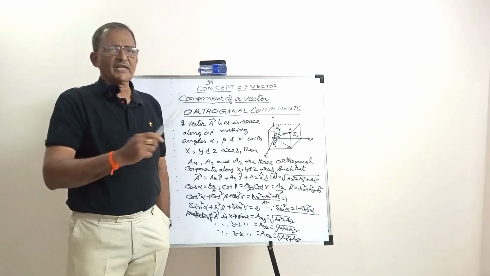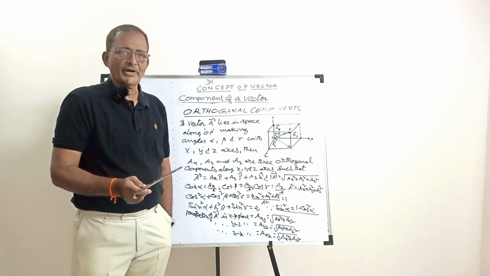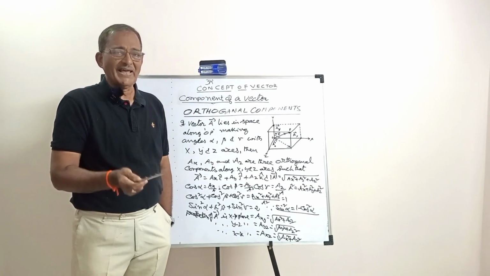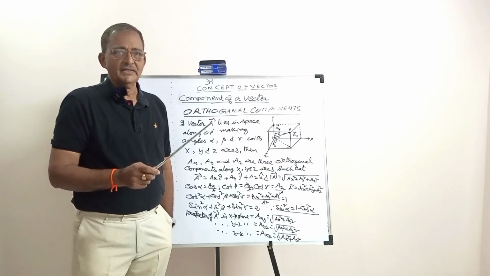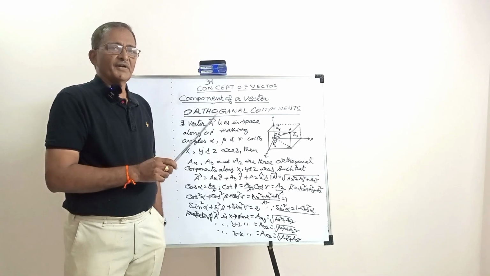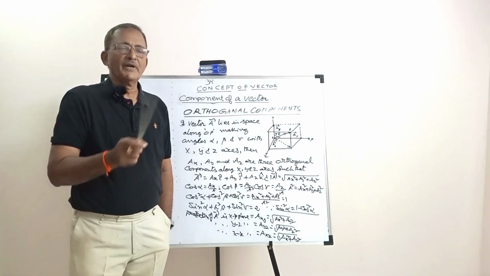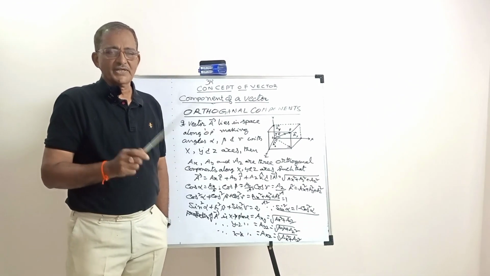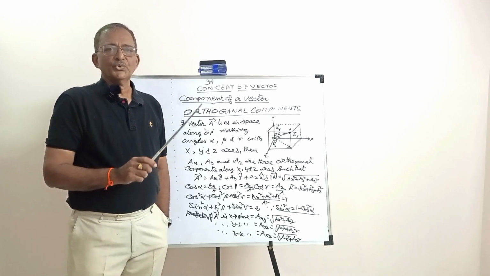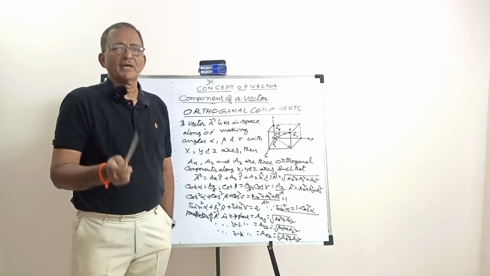Finally, a vector can be resolved into any number of components, but the sum of all the components is equal to the given vector. And if a vector lies in a particular plane like xy, yz, and xz, it can be resolved into two rectangular components. And if a vector lies in space, it can be resolved into three perpendicular components or orthogonal components Ax, Ay, and Az. And another important thing is you cannot have a component of a vector in a direction perpendicular to it.